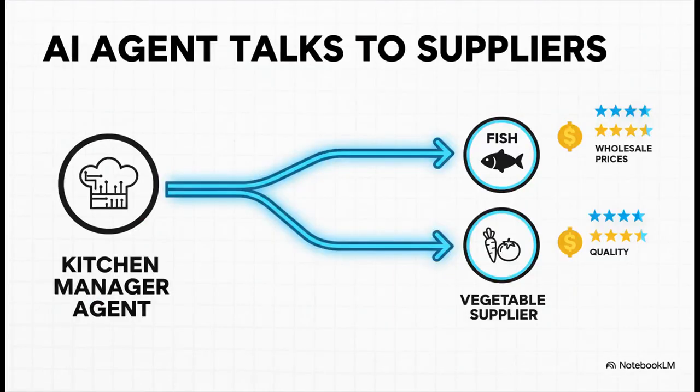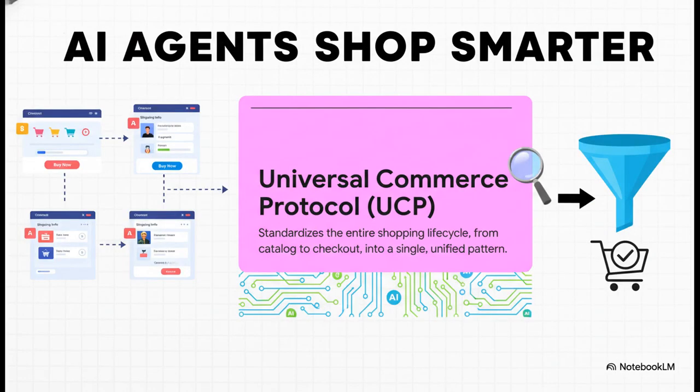And just like that, our agent has a brand new skill. It can now reach out on its own and ask a supplier's agent, hey, what are today's wholesale fish prices? Or what's the quality grade on your produce? It's gathering expert real-time info all by itself. Okay, so it can talk to suppliers. Now it needs to actually buy from them.